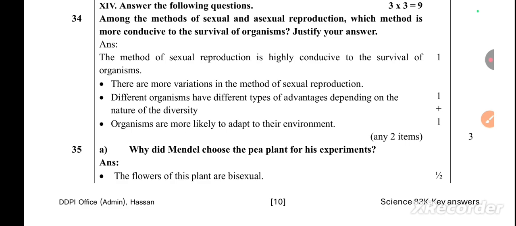to the survival of organisms. There are more variations in the method of sexual reproduction. Different organisms have different types of advantages depending on the nature of the diversity. Organisms are more likely to adapt to their environment. Organisms that reproduce sexually adapt easily. The lower organisms adapt to nature but very slowly. Sometimes they do not understand what is going on in nature.